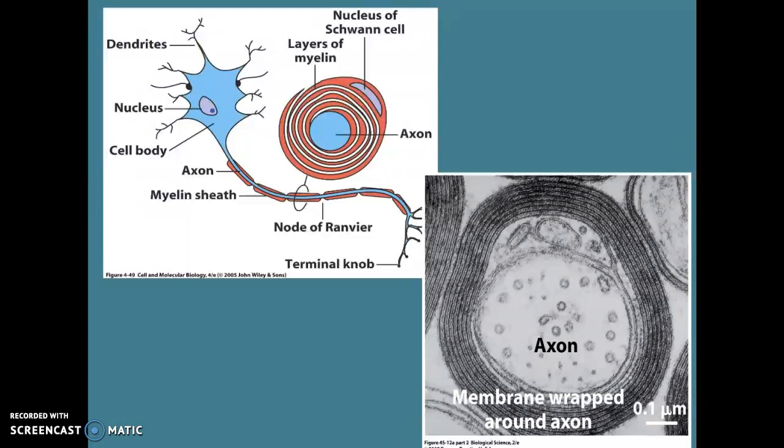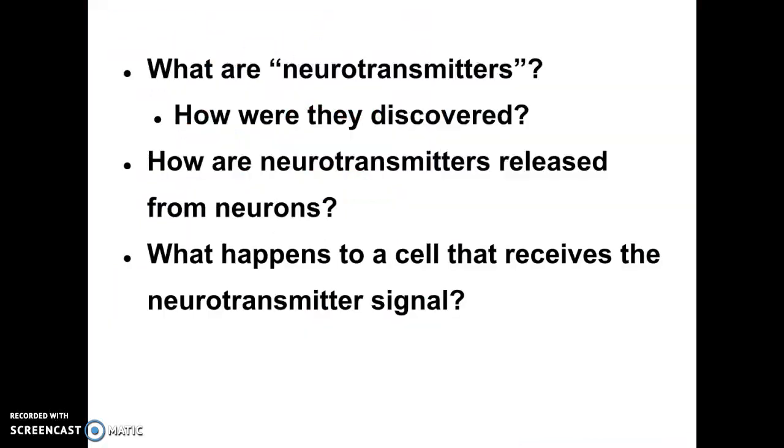It jumps equally and undiminished from one node of Ranvier to the next, maintaining the strength of signal from the beginning all the way down to the axon terminus. So what happens at the other end? Once the wave of depolarization reaches the axon terminus, what happens?